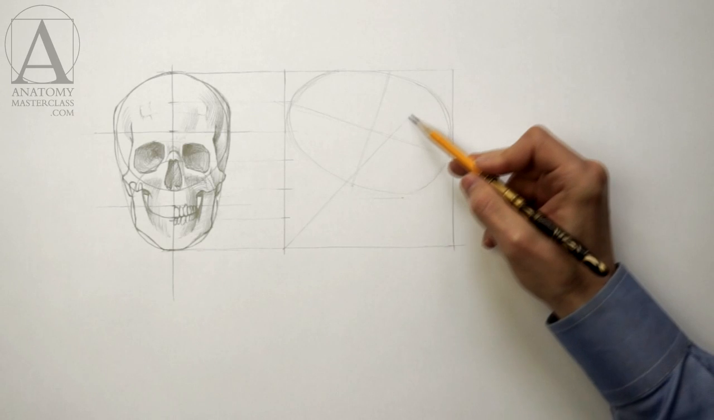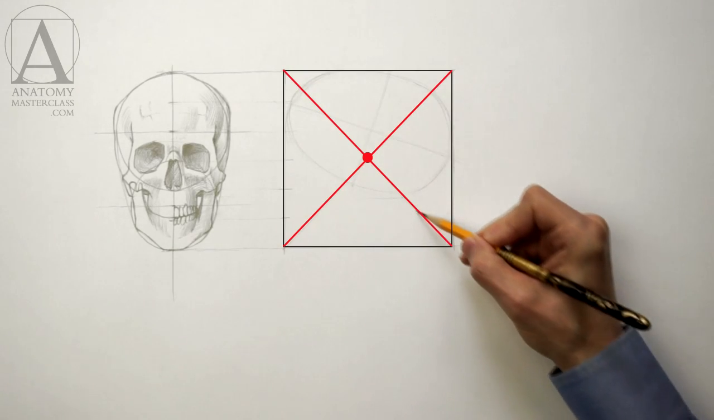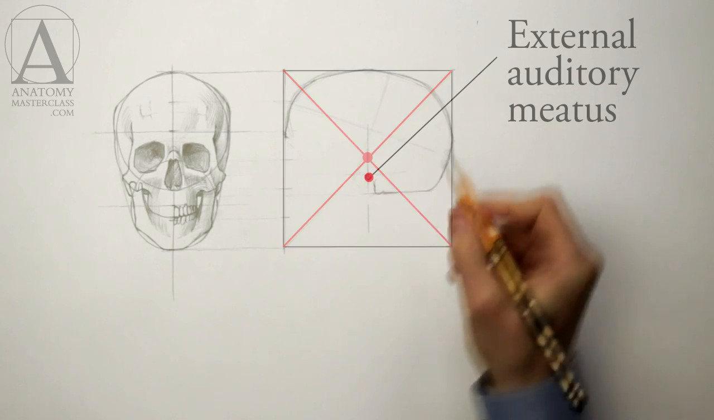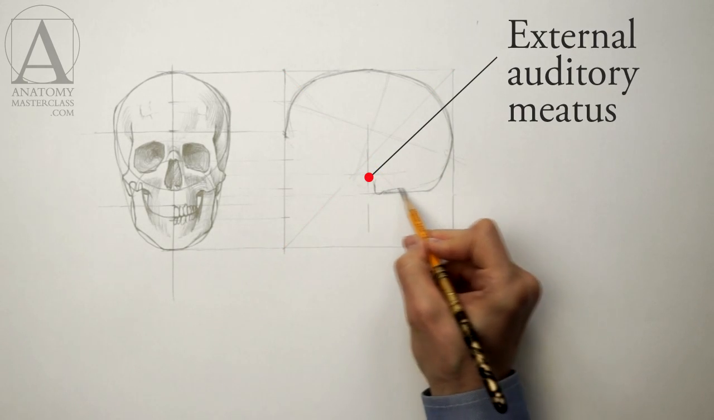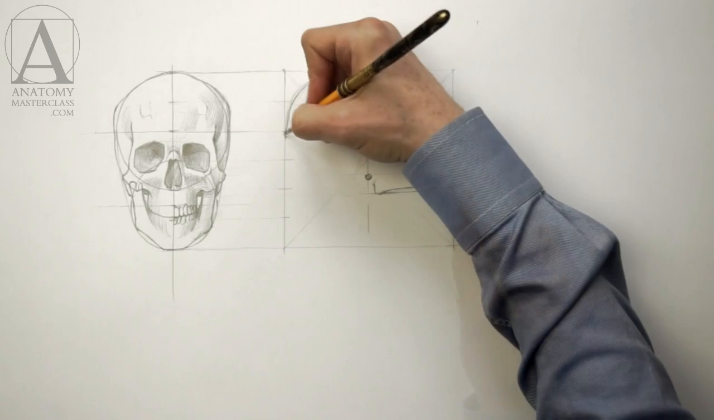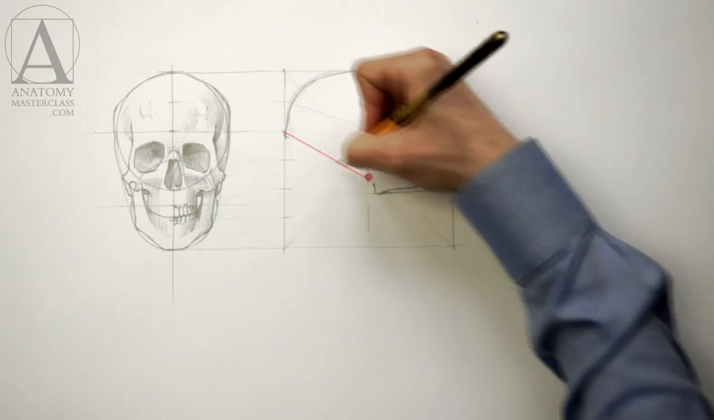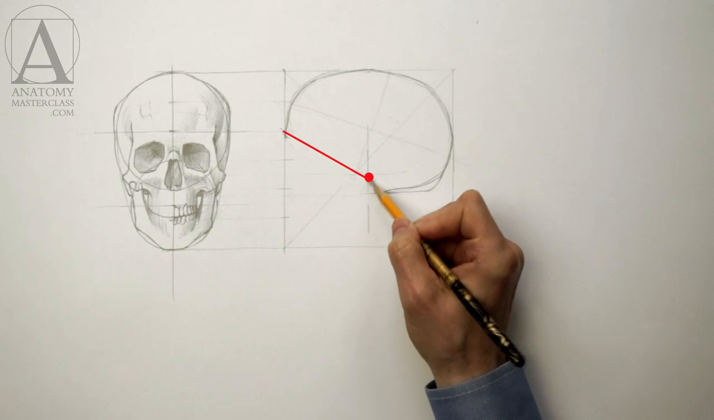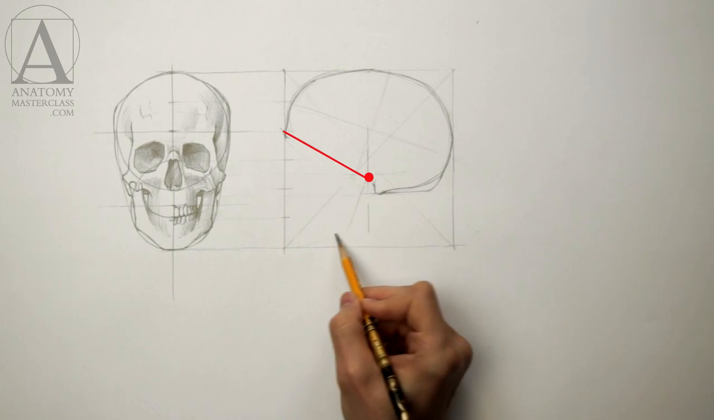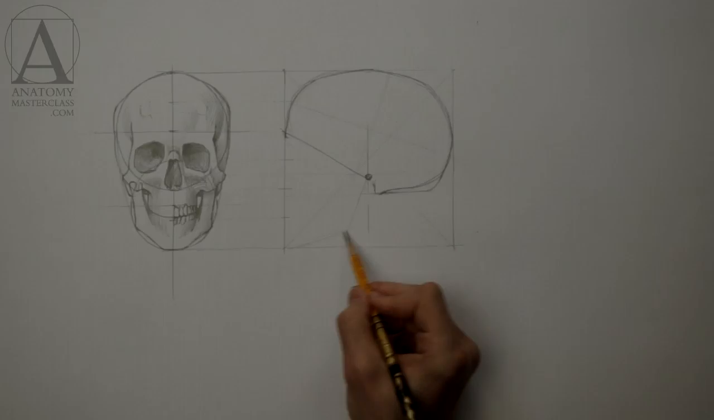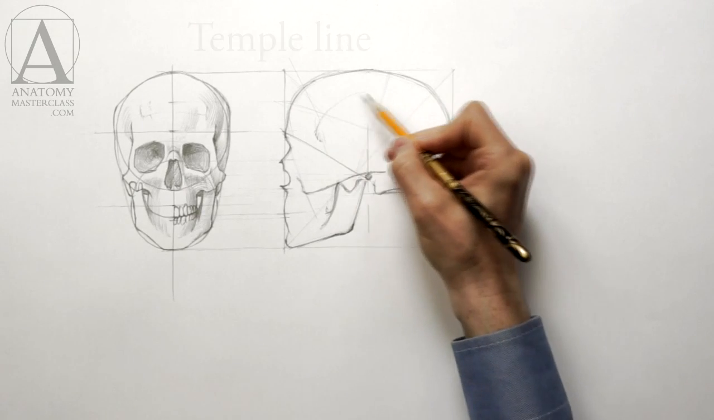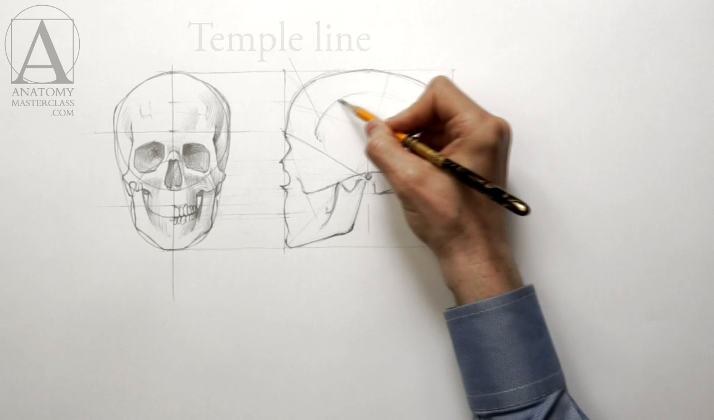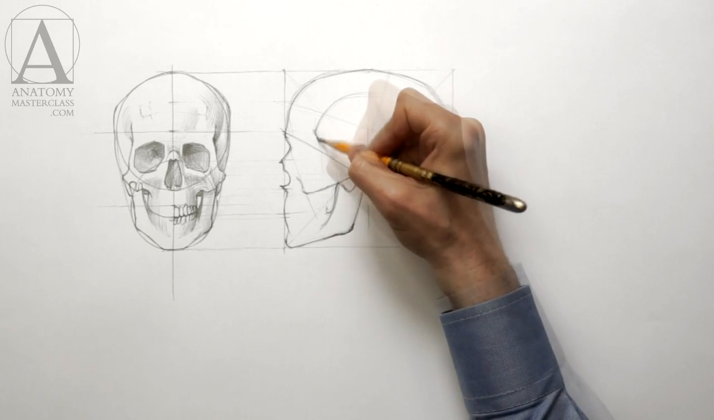A cross-section of the square's diagonals gives its geometrical center. The ear hole is located just below this center point. The virtual line that runs from the brow bridge to the ear hole separates the bones of the cranium from the facial bones. The temple line is an important mark for a portrait artist. It separates the vertical planes of the temples from the top planes of the skull.